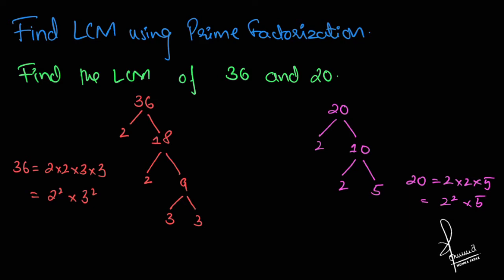Now how do you know when to stop? Every branch has a prime number at the end of it. So what will the prime factorization of 36 be? 2 into 2 into 3 into 3, which means 2 square and 3 square.